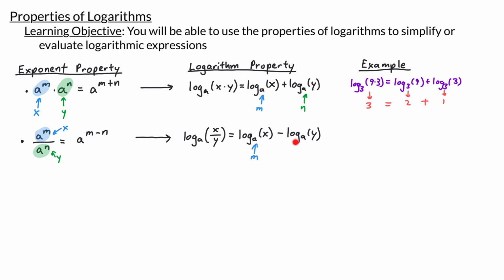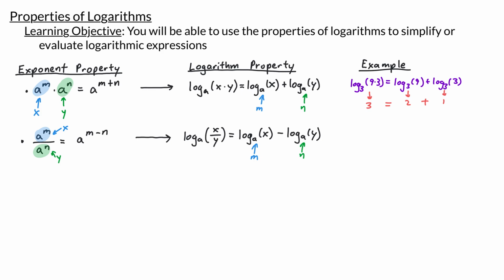And log with base a of y is the power that we raise a to get y. And with how we labeled things, this would be n. And so what we have on this right-hand side here is m minus n. And that's what we see in this exponent property. We have a to the power of m minus n.